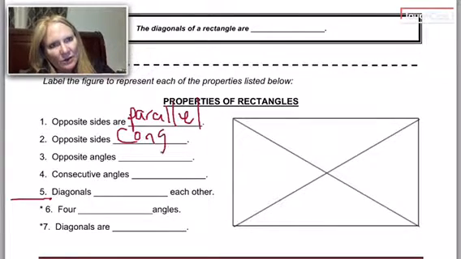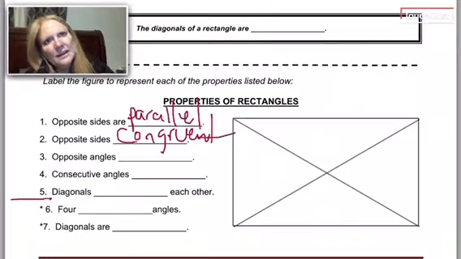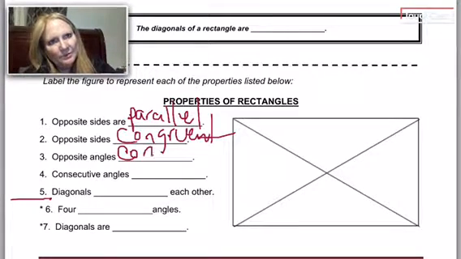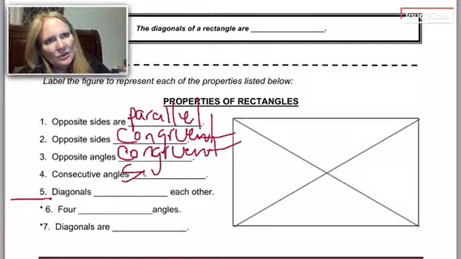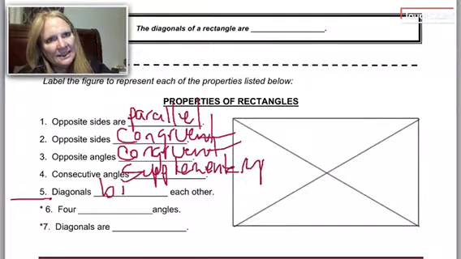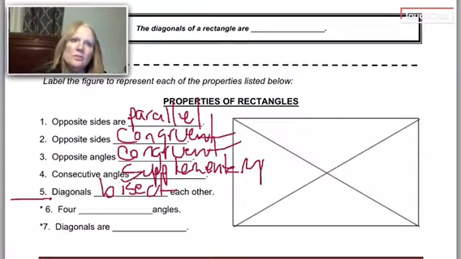Opposite sides are congruent. Opposite angles are congruent. Consecutive angles are supplementary. And diagonals bisect each other. So those are the 5 properties that we listed for parallelograms, and they're also true of rectangles.